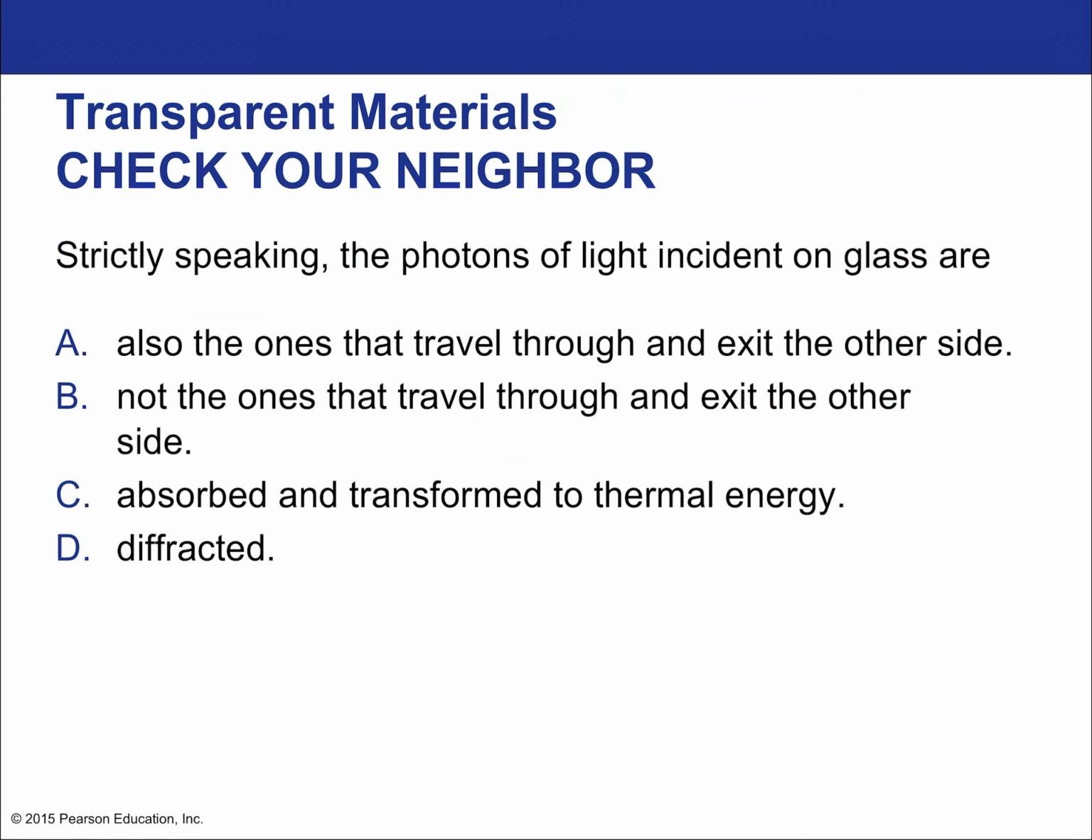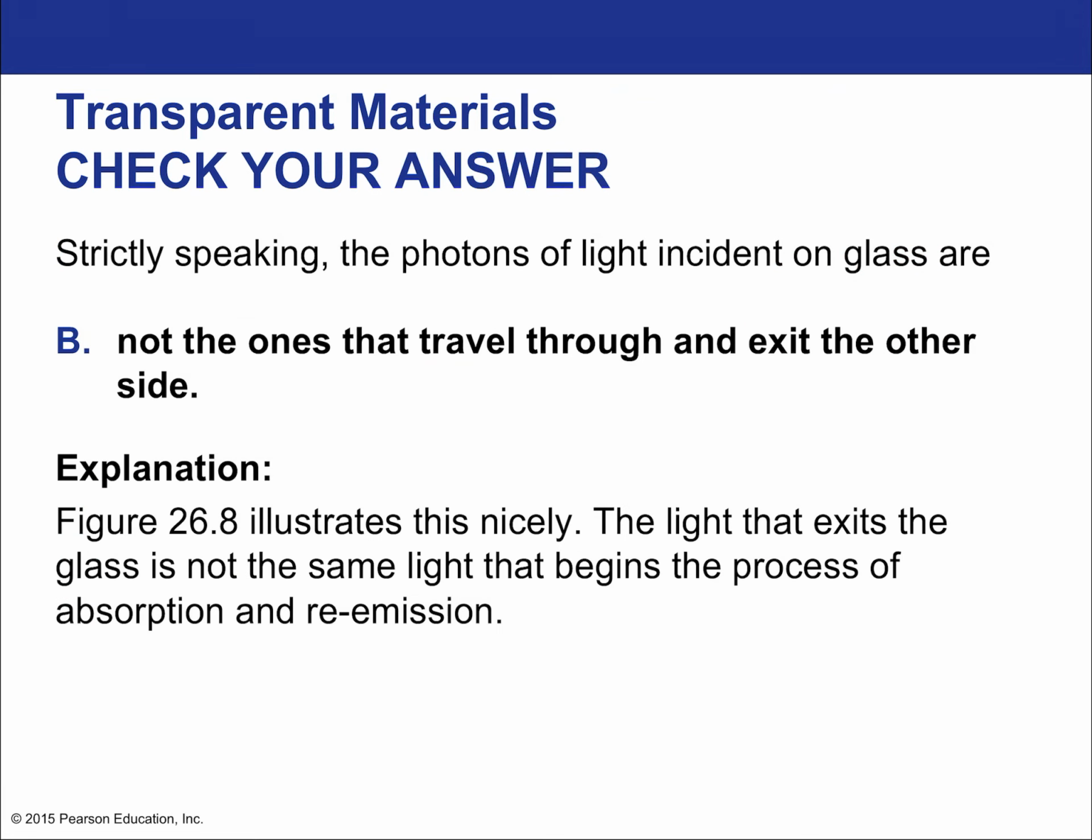All right. So strictly speaking, the photons of light incident on glass are, look at your options here. Pause if you need to. So the photons of light incident on glass, right, are not the ones that travel through and exit the other side. Because that photon was absorbed. Its energy became the kinetic energy, well, I'd say more the potential energy of the electron as it got excited to a higher energy state within the atom. And when that electron relaxed, it released a new photon, a new particle, not the same one. Okay?